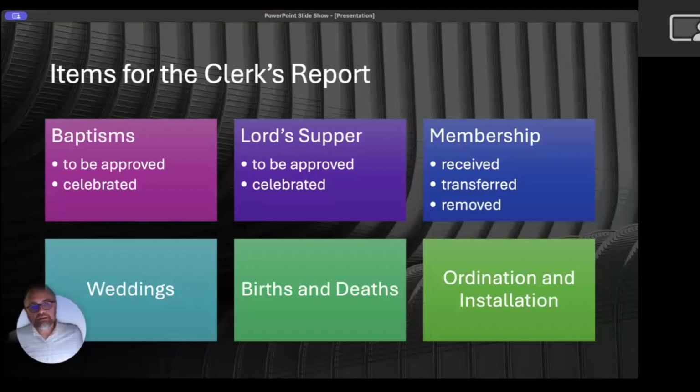So these are some things that often show up in the clerk's report. Baptisms. It is a great way to make sure that you list out all the baptisms that need to happen, because you need to approve them before they happen, ideally. Sometimes we backdate. That's okay. Don't make it your regular practice, but sometimes it has to happen. And then you record that it happened. So we approve it, and then we mark that it happened.